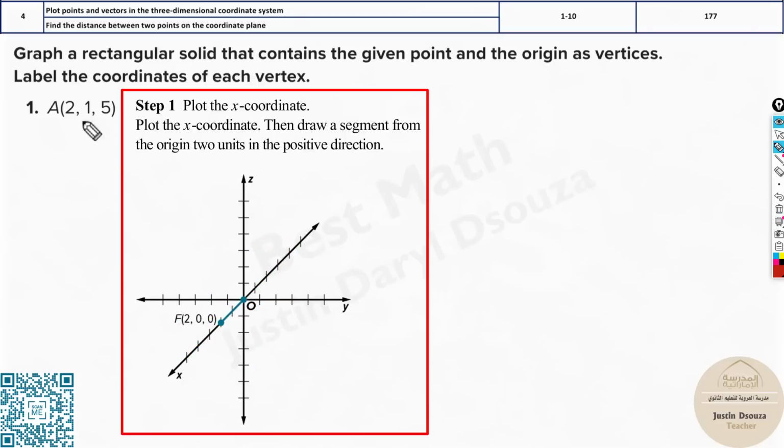Now here, let's see the points 2, 1 and 5. But first we always have to start with 0, 0, 0. That is the first coordinate point. I'll write over here. The first one which I marked is 0, 0 and 0. Next, what do we do? Start one by one. What is this? It is 2, right? So let's go ahead on the x-axis, positive 2.